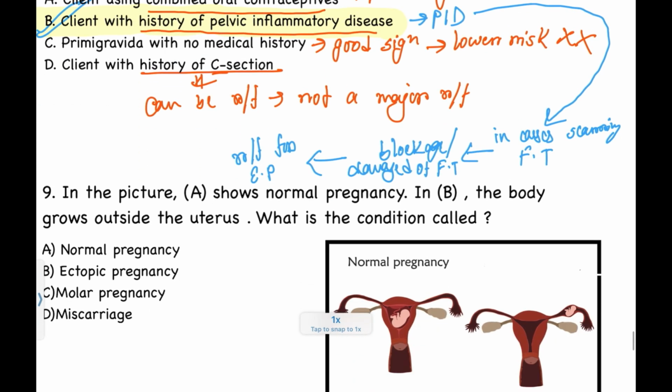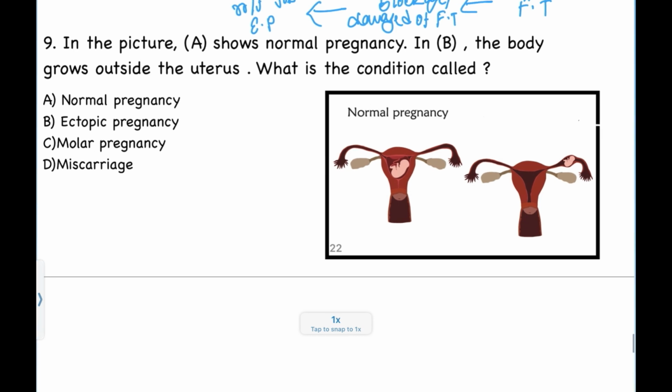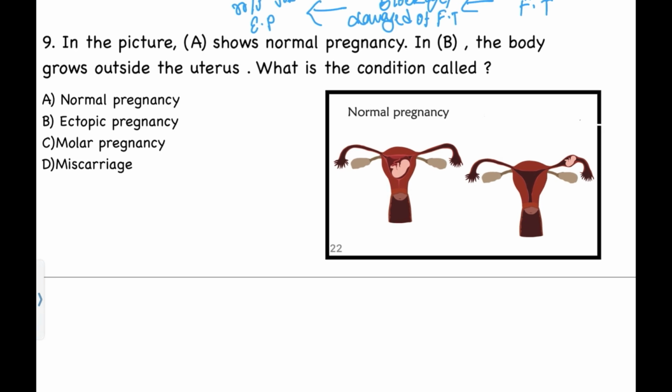Okay, now our last question of today's session, what is it saying? In the picture, option A shows normal pregnancy. So, here this is option A. This is showing normal pregnancy. Why? Because this fetus is situated in uterus. Fetus is in uterus.